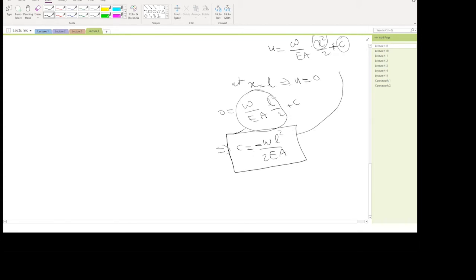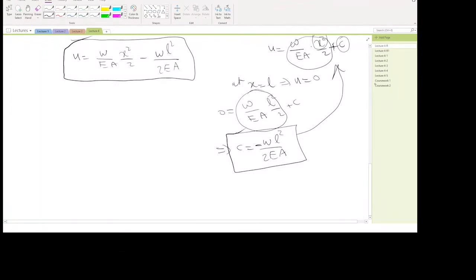I will put c back into this equation there, and I will find an exact expression for the displacement. So the exact expression for the displacement is going to be, just this thing here would stay the same, so it is w over EA multiplied with x squared over 2 minus wL squared divided by 2EA. All right, so this is the exact expression for the displacement.